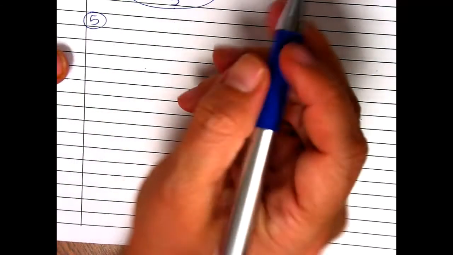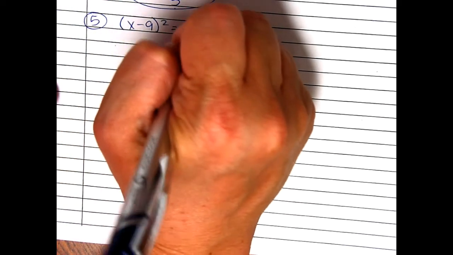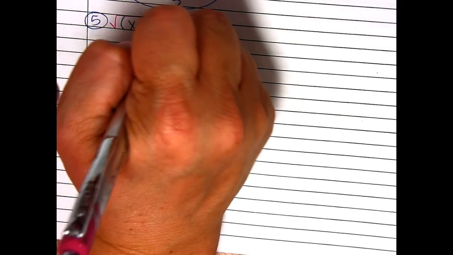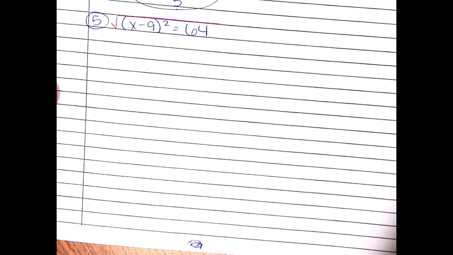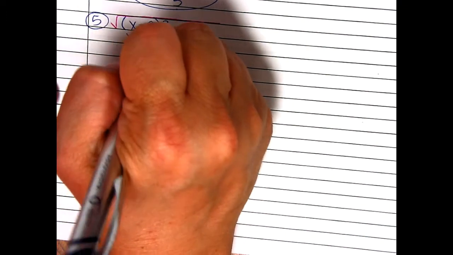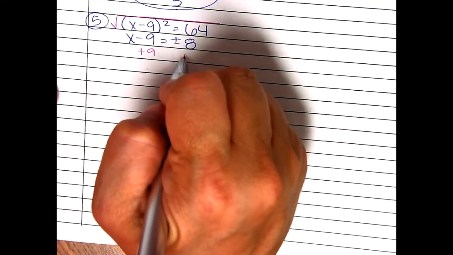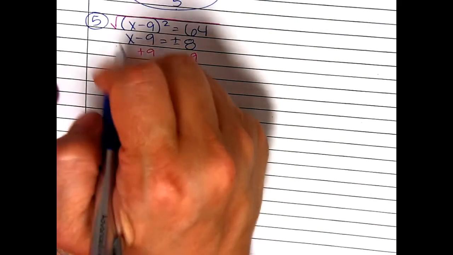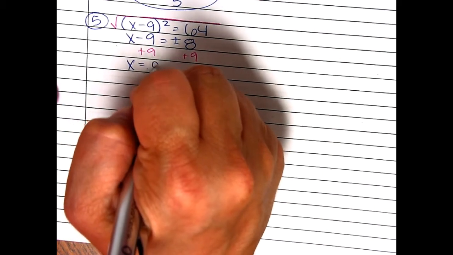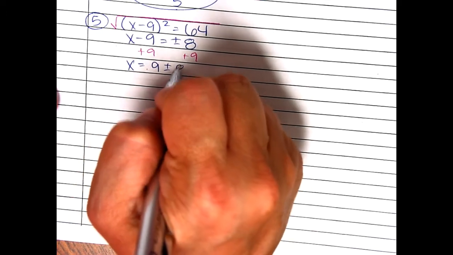Okay, moving on, number 5. Excuse me. Is (x minus 9) squared equals 64. So the first thing I need to do is take the square root of both sides. So x minus 9 equals positive or negative 8. And then I want to add 9 to both sides. So x equals 9 plus or minus 8.